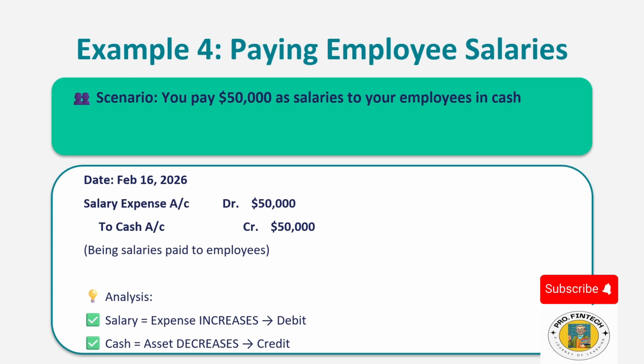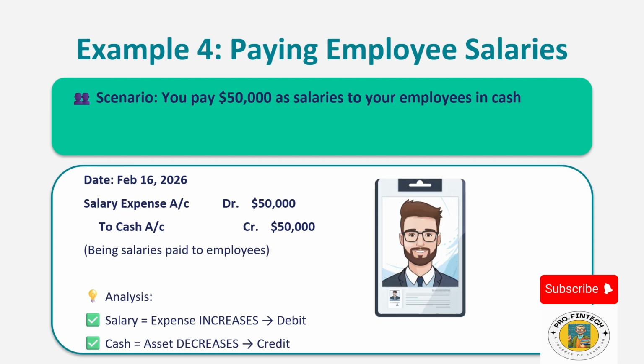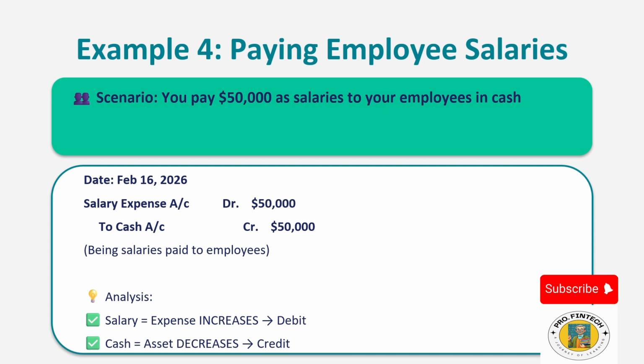Example 4, paying employee salary. It's the end of the month and you need to pay your employees their salaries. Let's say the total is $50,000 and you pay in cash. How do we record this? First, accounts that we need to identify. We are paying salary, it's an expense account. We are giving cash. Cash is an asset.